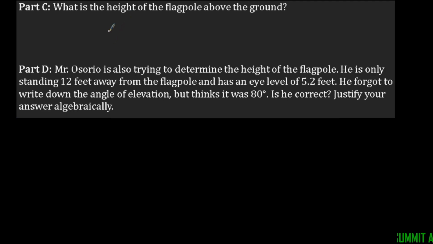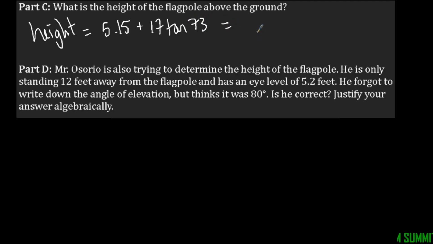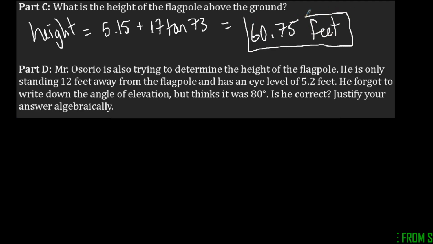So we said same thing as before. We said height is equal to 5.15 plus the 17 tangent of 73, which is going to be equal to 60.75 feet. So that's going to be the height of the entire flagpole from above the ground. So you have to make sure you're not solving for that missing side x, you're solving for the height of the entire flagpole. Then for part D, it says Mr.